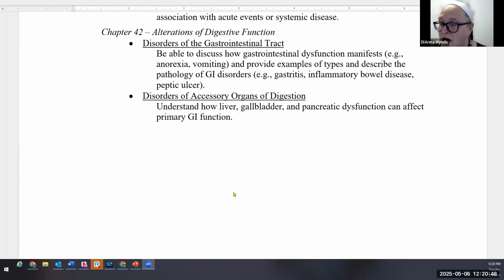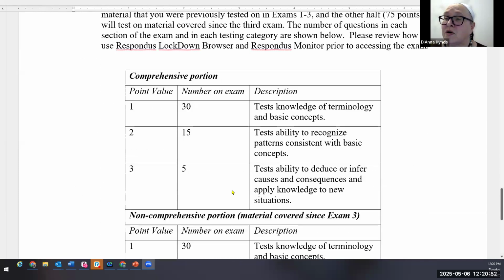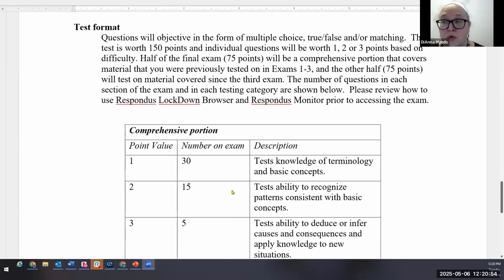All right, so what the test looks like is this. This exam is worth more. It's worth 150 points, and that is divided half and half. So 75 points is on the material that was covered in the first 3 exams. Those questions are going to be 1, 2, and 3 point. Actually, the entire exam is still the same thing: 1, 2, and 3 point questions.